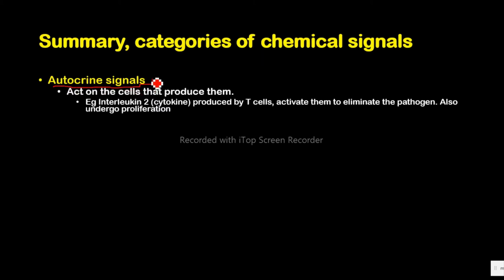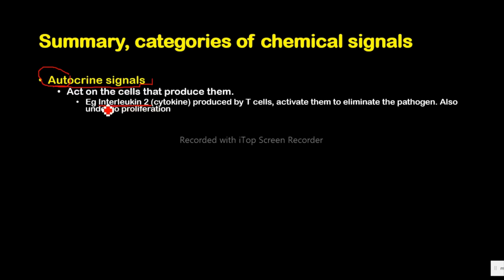Autocrine signals. Now from auto, it means self. So these signals are produced by the cells, and they have their effect on those very cells that produce them. Produced by a cell, and they have their effect on the very cells that produce them. And an example that I was able to spot out is interleukin 2.